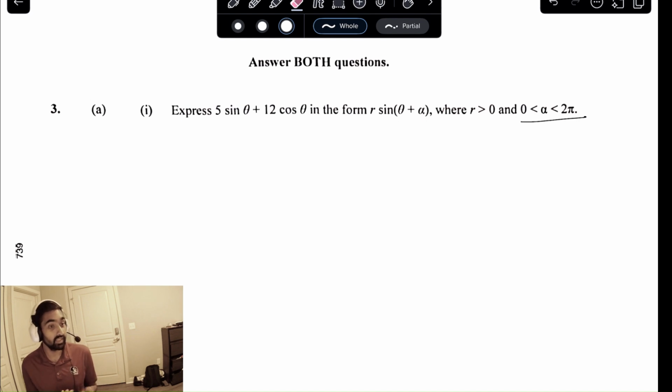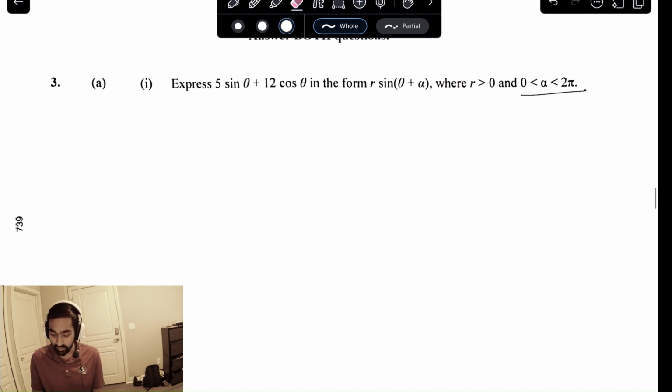First thing you should see is when 0 is less than alpha less than 2 pi, that means that alpha is in radians. Just make sure that your calculator is always in radians for questions like these, because if it's in degrees, you're just going to have the wrong answer. So that's an important thing to just double check.